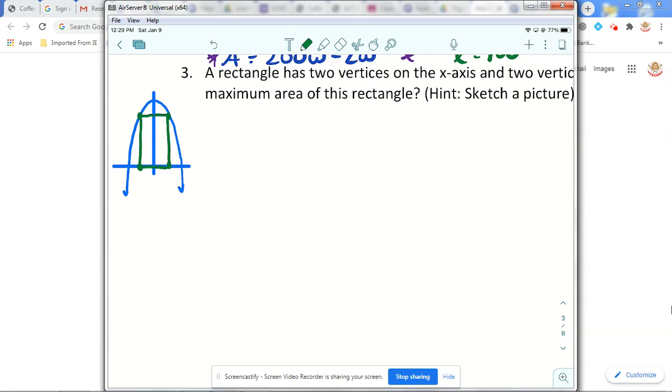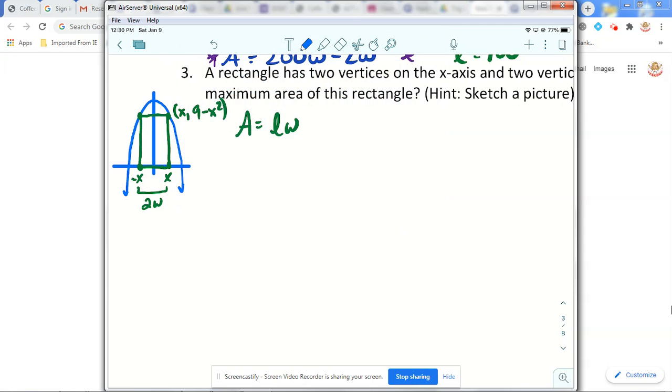So since we want to maximize area, the area of a rectangle again is length times width. And then our rectangle, this point here would be the x value. And since it's symmetric, this point here would be negative x. And so the width of that is going to be 2x. And then the height or length, whatever you want to call it, the x coordinate would be x, the y coordinate is going to be 9 minus x squared. So the height is going to be 9 minus x squared.